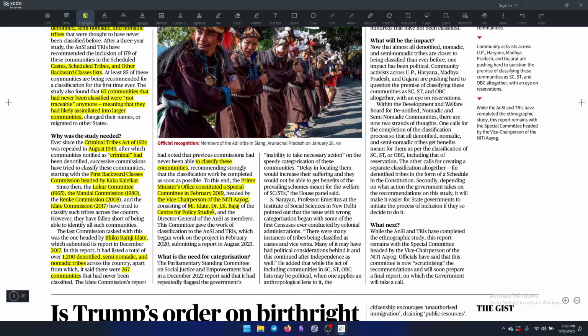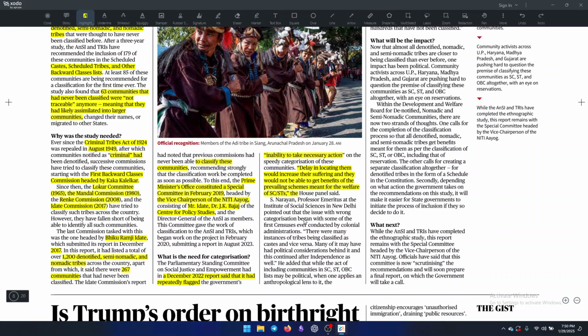The Parliamentary Standing Committee on Social Justice and Empowerment had in a December 2022 report said it had repeatedly flagged the government's inability to take necessary action on the speedy categorization of these communities. Delay in locating them would increase their suffering and they would not be able to get benefits of prevailing schemes meant for the welfare of SCs and STs.